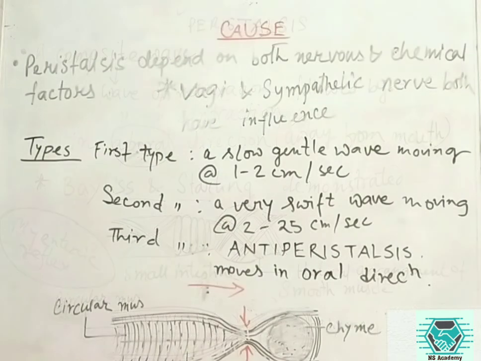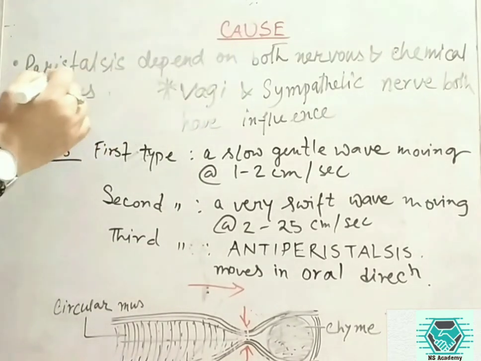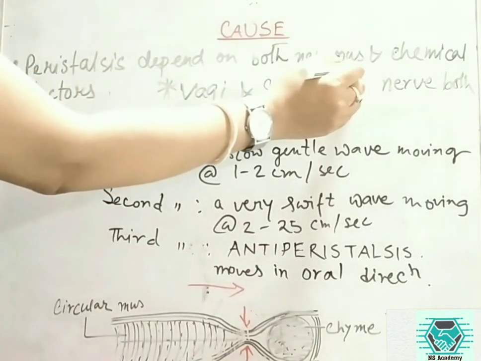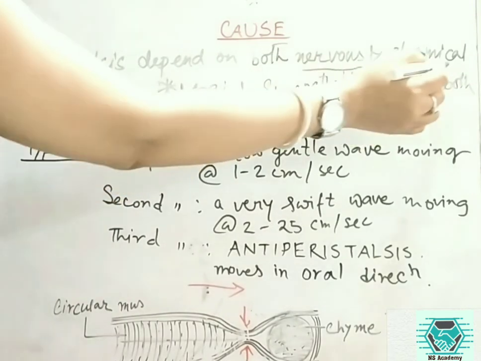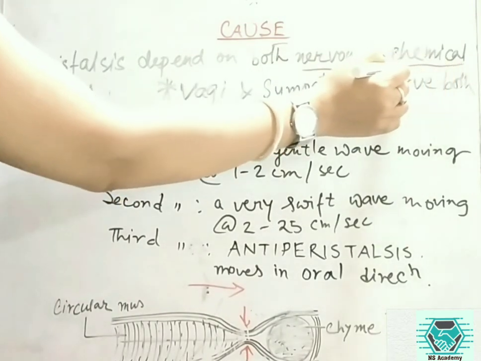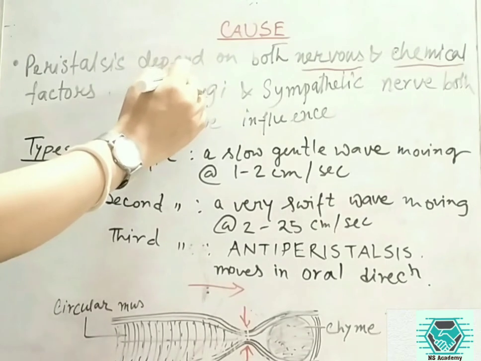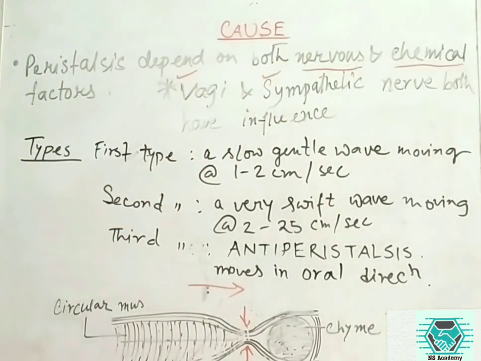The cause of peristalsis. Peristalsis depends on both nervous and chemical factors. The vagi and sympathetic have an influence on peristaltic movements. Stimulation of the vagus increases and that of the sympathetic inhibits peristalsis. If we cut the vagus nerve, it decreases the peristaltic activity only to a minor extent.